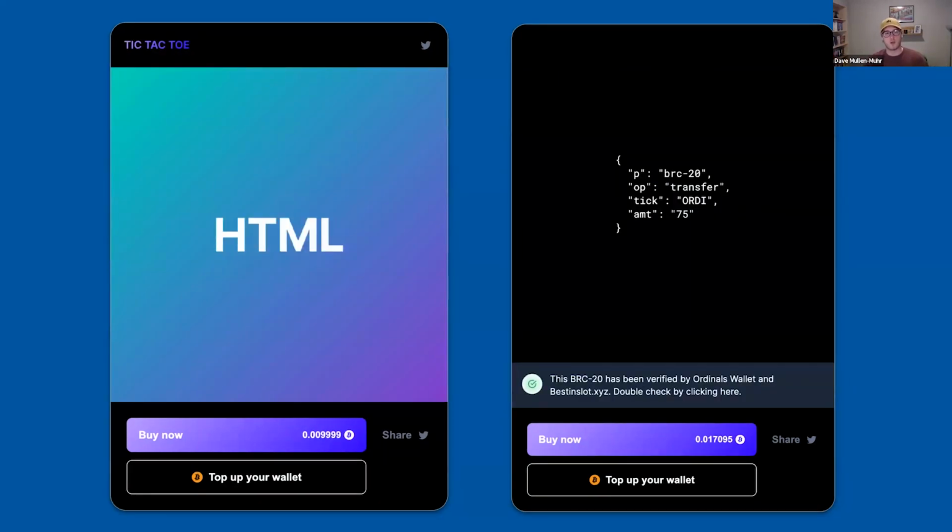But you can also do other interesting stuff like uploading code. That code could be an image file or it could be executable code to play a game like tic-tac-toe. Or you can also put JSON data, which has been used in a hacky way to create fungible tokens. So this on the right is the data for this ordi transfer.